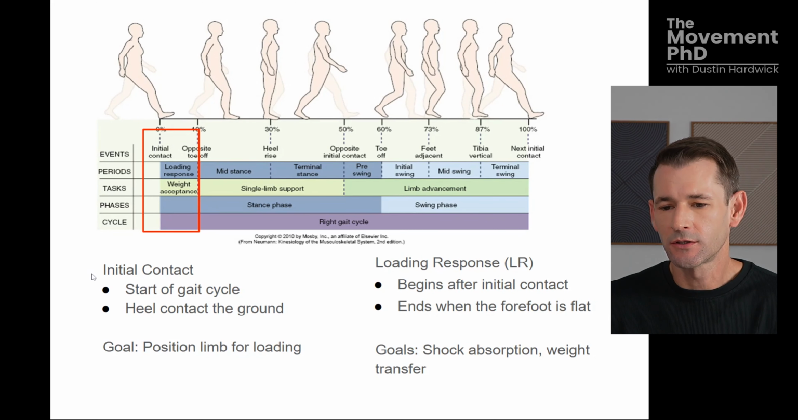The gait cycle starts with initial contact. So for our example, it's the right heel contact at the 0% of the gait cycle. This initial contact positions the limb for loading. The loading response immediately follows that initial contact, and it ends when the forefoot of that right foot is on the ground. So it's that 0 to 10% of the gait cycle. The role of loading response is to load that right limb and for shock absorption.